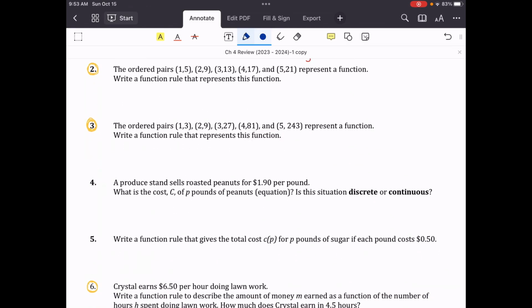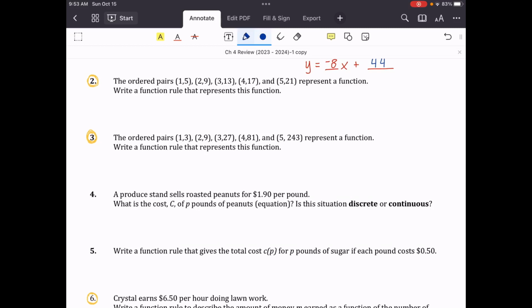Question 2. The ordered pairs (1, 5), (2, 9), (3, 13), (4, 17), and (5, 21) represent a function. Write the function rule that represents this function. So same idea. We're going to look for the patterns. Going from 5 to 9, that pattern is adding 4. To go from 9 to 13, adding 4. To go from 13 to 17, adding 4. And then 17 to 21, they're still adding 4.